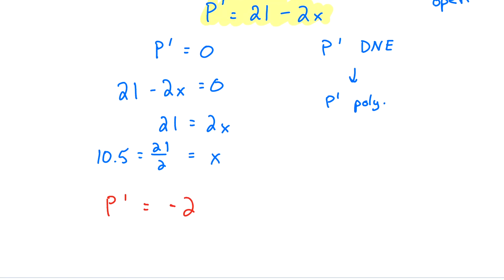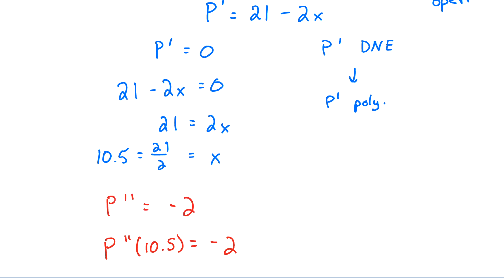And what we would do for our second derivative test is we would take the critical number that we found, which was x equals 10.5, and plug that into our second derivative, which is p double prime. p double prime is equal to negative 2. Now in this case, if I try to take 10.5 and plug that in, I'll end up with p double prime of 10.5. There's nowhere for me to plug in 10.5. No matter what, I get back negative 2.